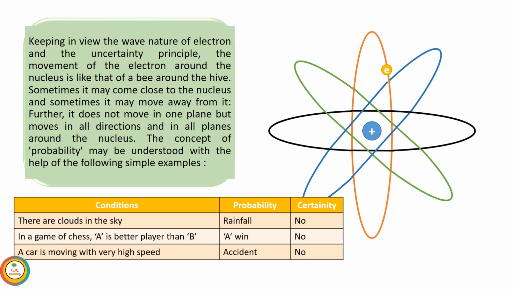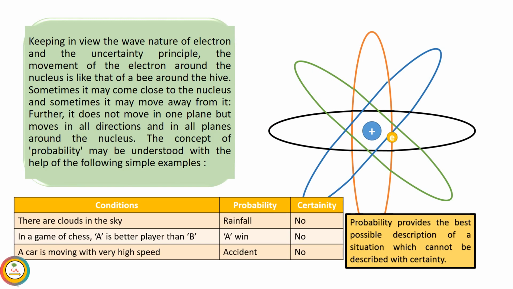A car is moving with very high speed, so the probability is that it may collide with another car. But there is no certainty of an accident; there is no 100% surety. Probability tells us about a condition that may or may not happen. So probability provides the best possible description of a situation which cannot be described with certainty. Certainty means 100% surety.